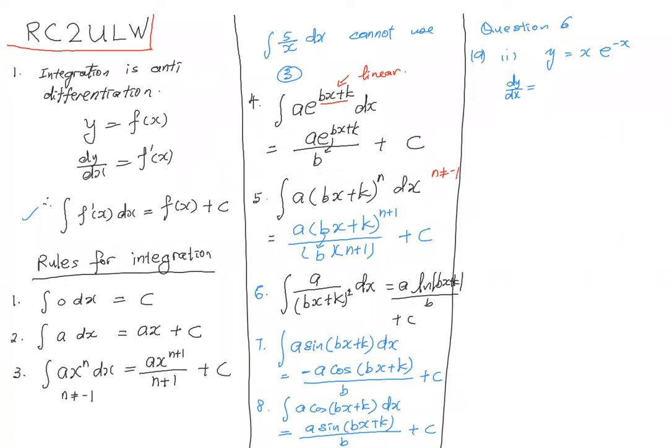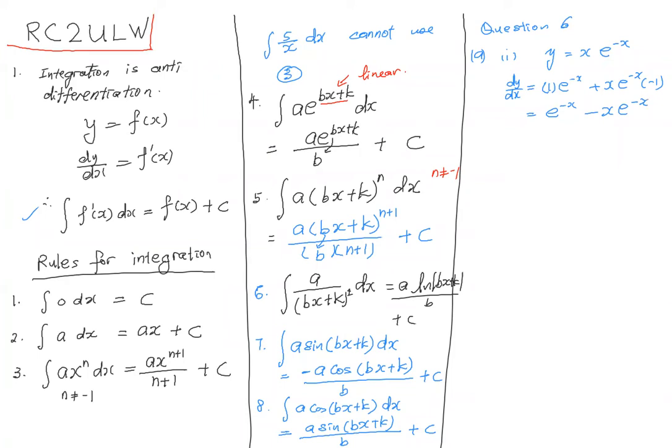Okay, now you do it for me. 1 times e to the power of negative x plus x e to the power of negative x times negative 1. Yeah, you're right. So I got e to the power negative x minus x e to the power negative x. Am I going to factorize out the e to the power negative x?